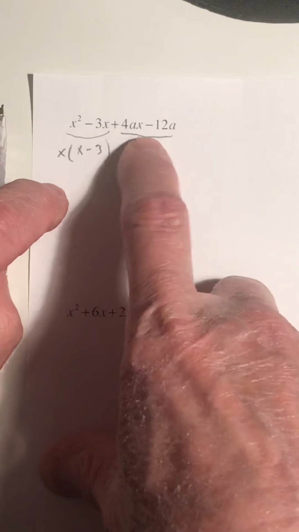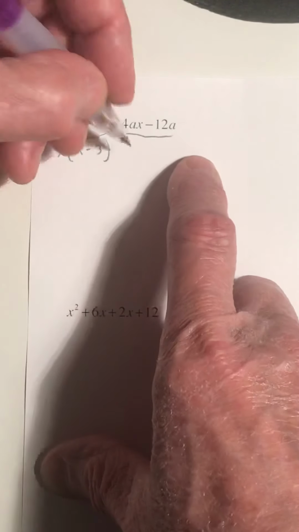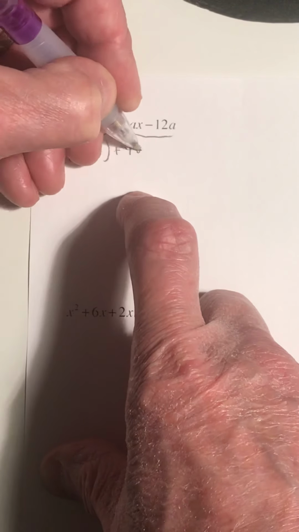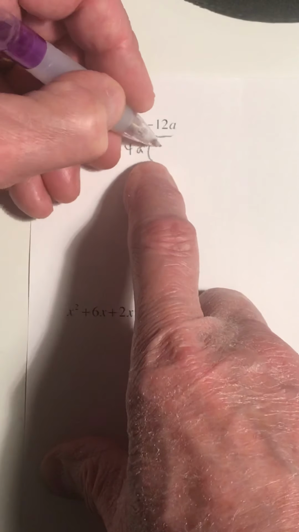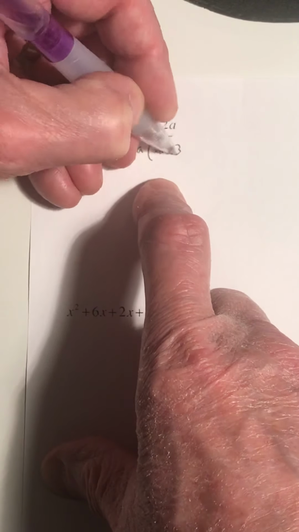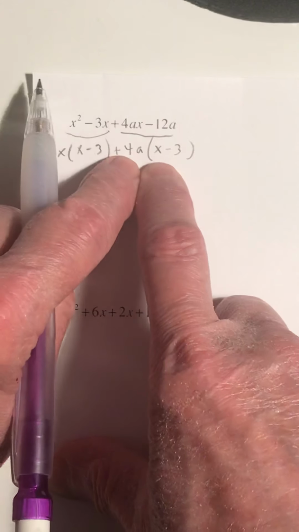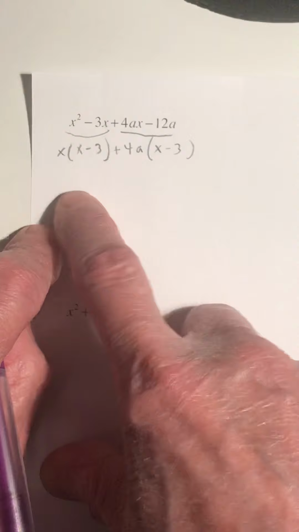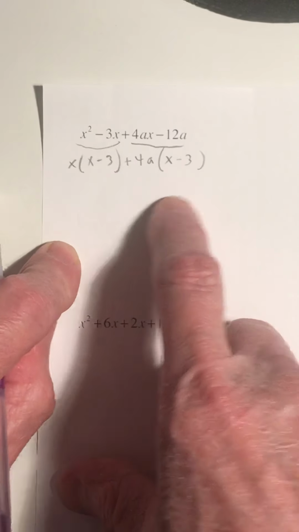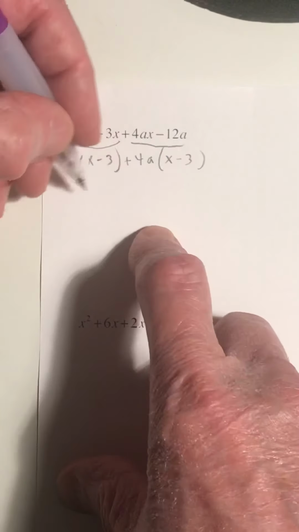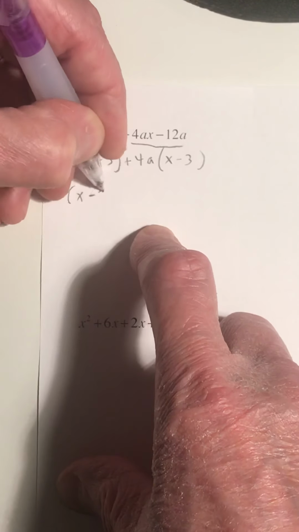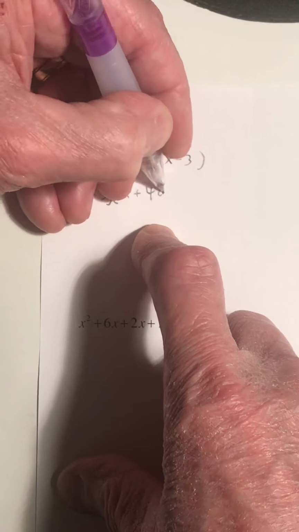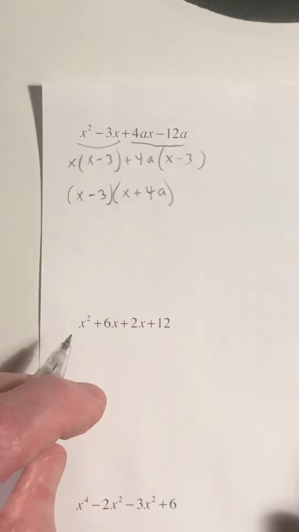How about here? We can yank out a 4 and also an a. Plus, notice the plus sign, that's important, plus 4a. That's going to require an x. Minus 3, see, that's plus 4ax and minus 12a. So we haven't changed anything, just changed how it looks. We see the common factor, x minus 3. So I write x minus 3 times x plus 4a, and we're done.